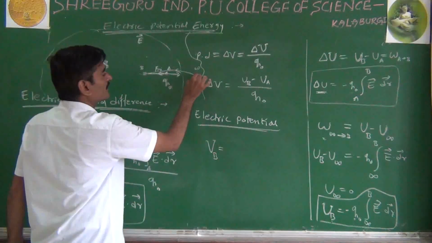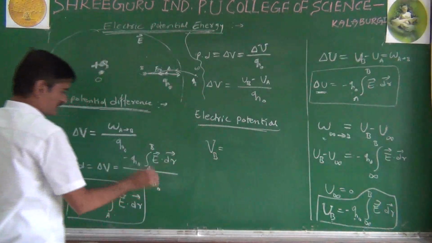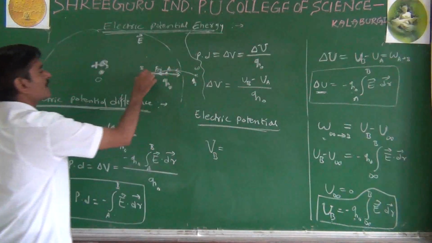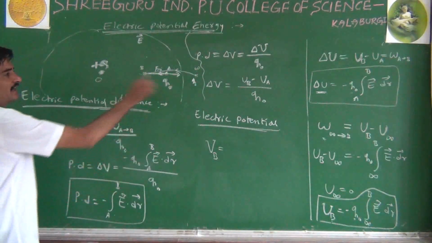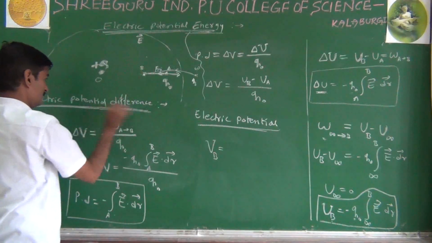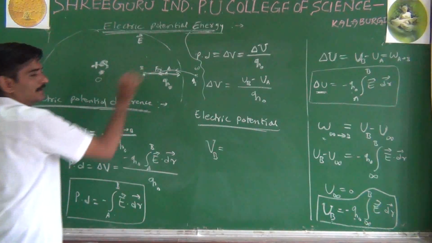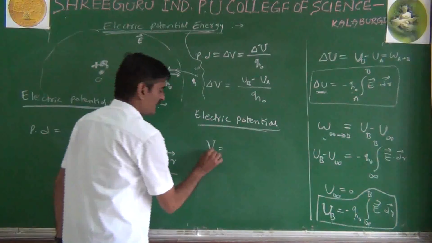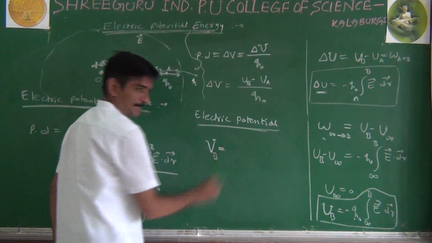Work done in moving the unit positive charge from infinity to the point B. That work done is stored as electric potential at the point B. Electric potential at the point B.